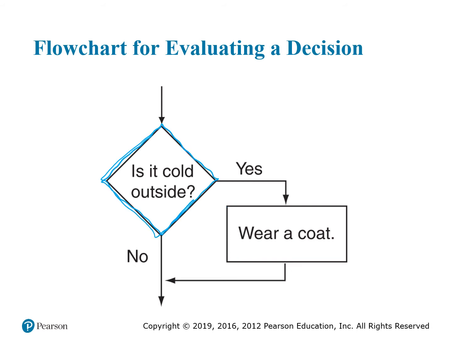Okay, and a diamond represents a question that's being asked, and there are usually one input but two possible outputs, a yes and a no. In the case of is it cold outside, yes leads us to the action wear a coat, and then that returns us to the main flow of the program. No just leads us on without doing anything. It skips wear a coat. So wear a coat is being conditionally executed. It's only executed if the answer to is it cold outside is a yes.